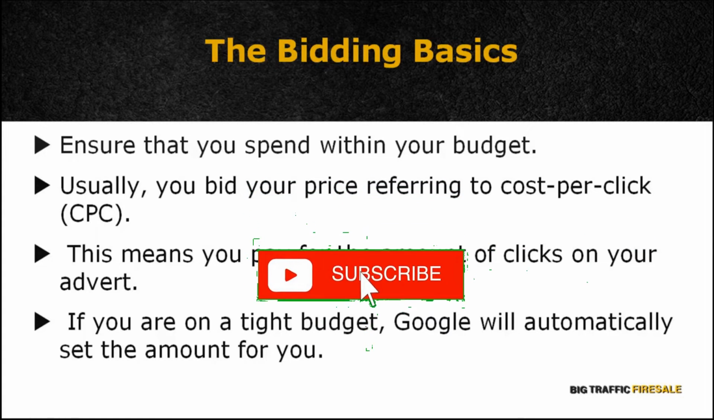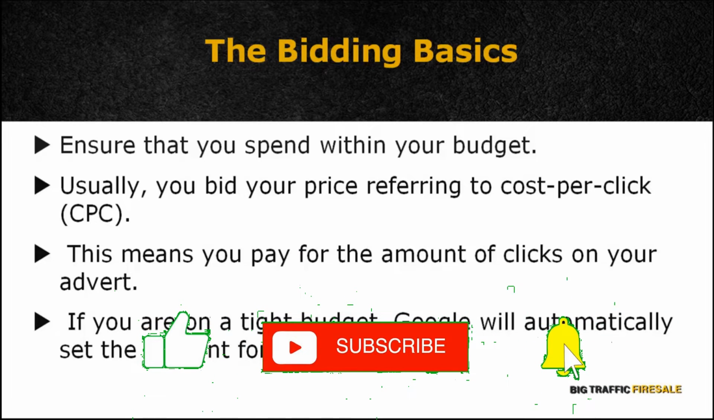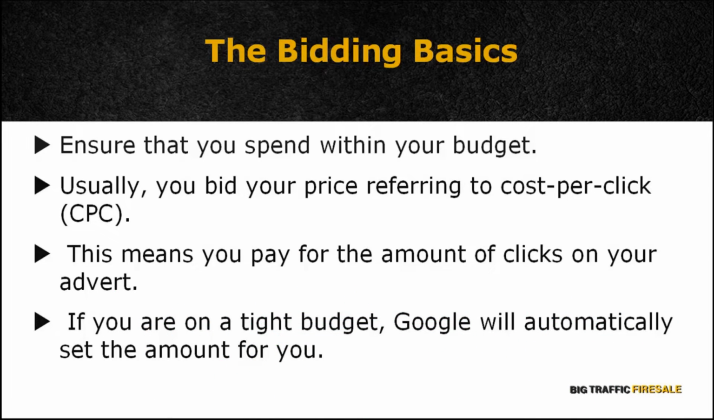First and foremost, you want to ensure that you spend within your budget, and for starters, it's common to bid your price referring to cost per click, CPC. In this context, CPC simply means that you pay for the number of clicks on your advert.